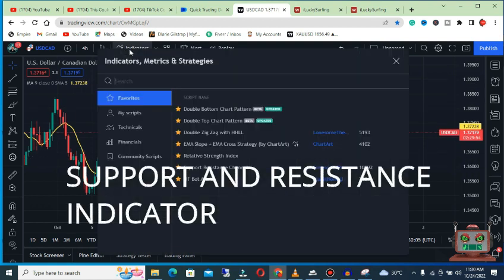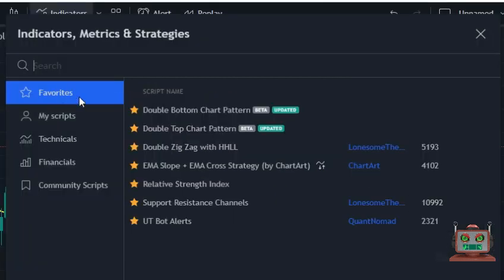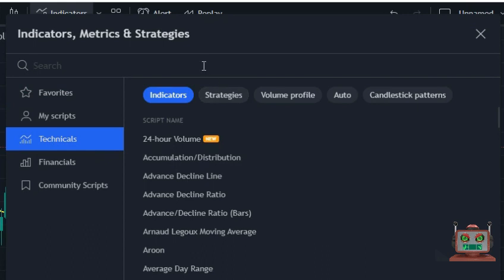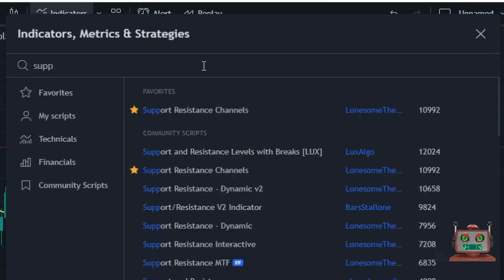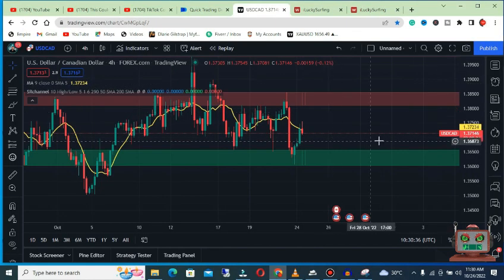So just come here to the indicators based on my favorites. I already have it, and this is it. This is the indicator we're using, but if this is your first time putting it up, come here to technical analysis and type in "support". When you write SUPP, you're definitely going to see this at the top of the list. This is the one we're using from the community scripts, the support resistance channel. Just click that and you're going to have it added. All right, so this is it.